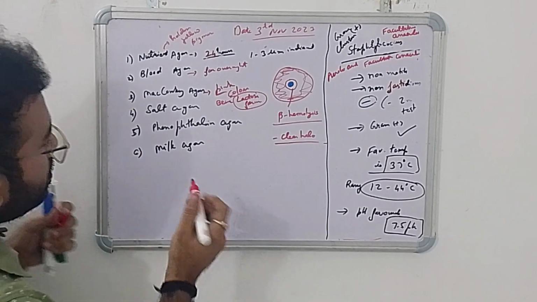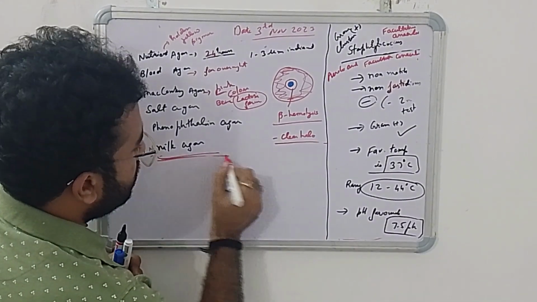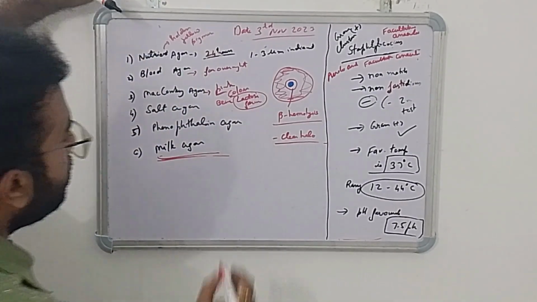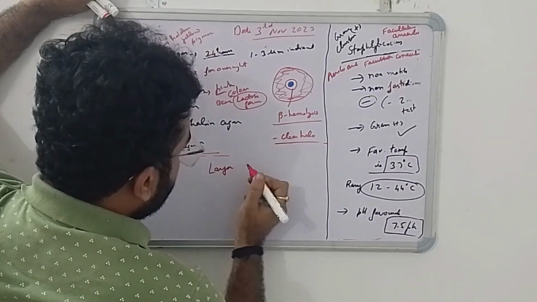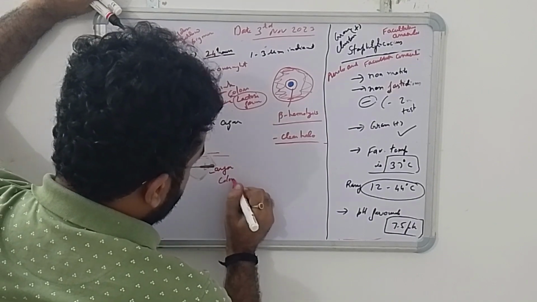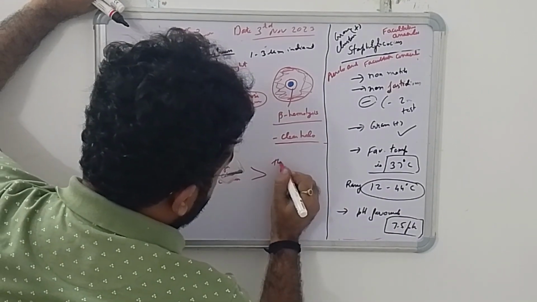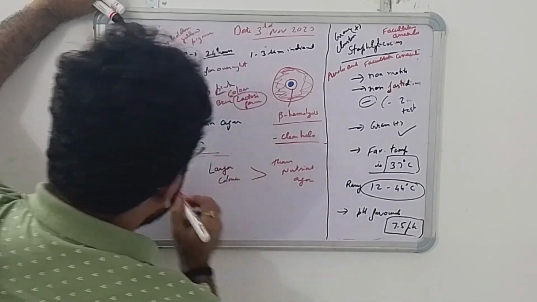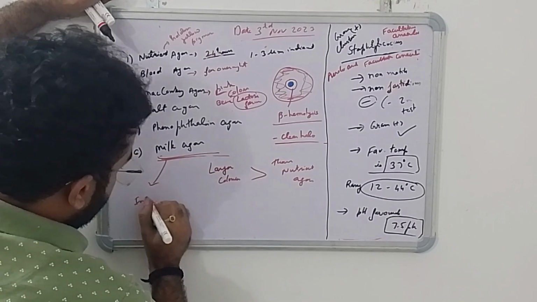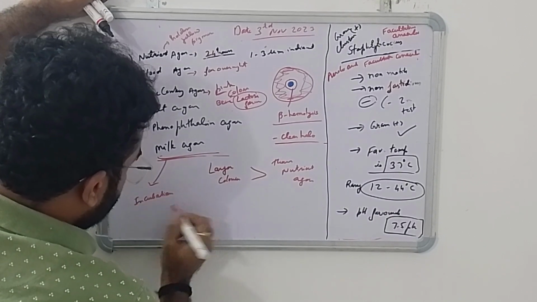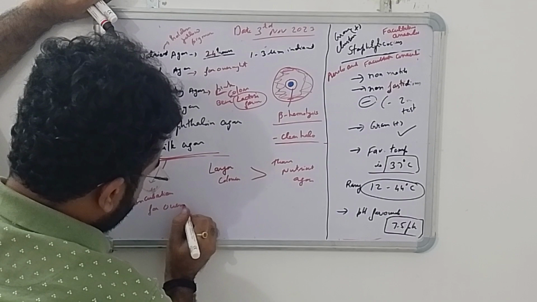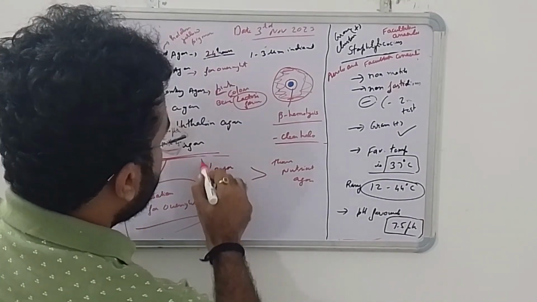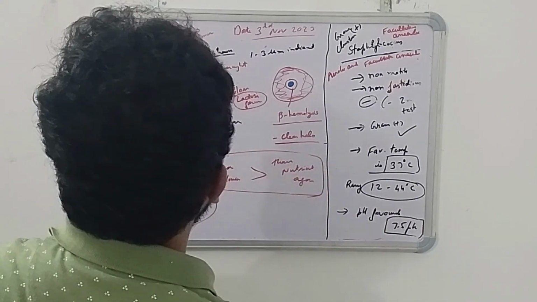Now we will move to the sixth one, milk agar. What is milk agar? Milk agar also will produce these colonies, but they will be larger than on nutrition agar. For this milk agar you have to incubate overnight, and the colonies will be larger compared to nutrition agar.